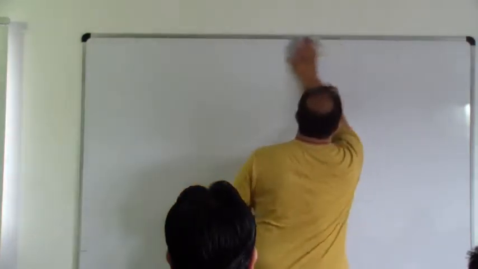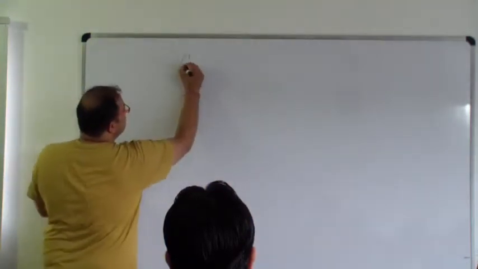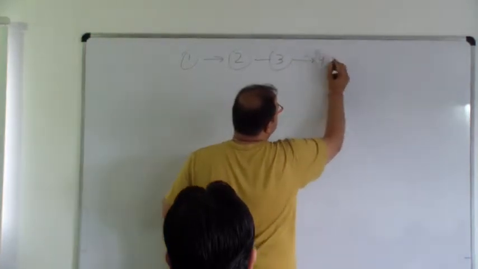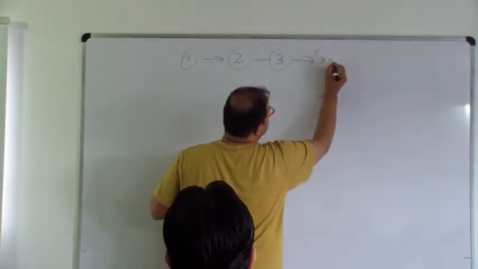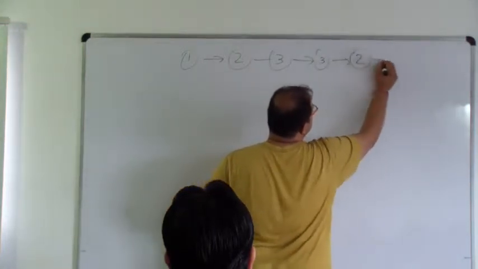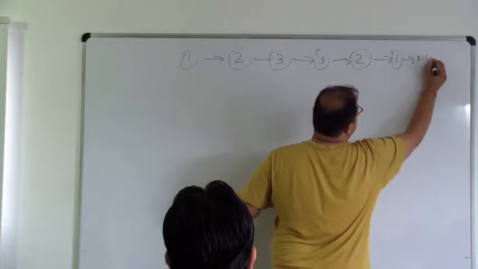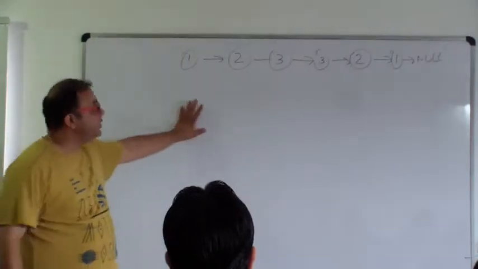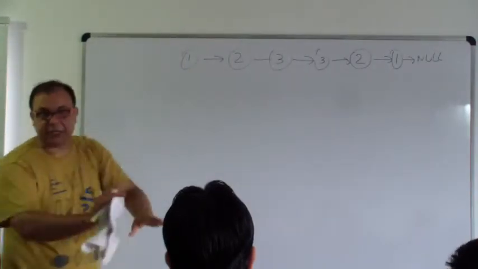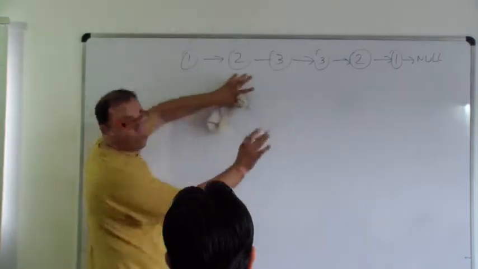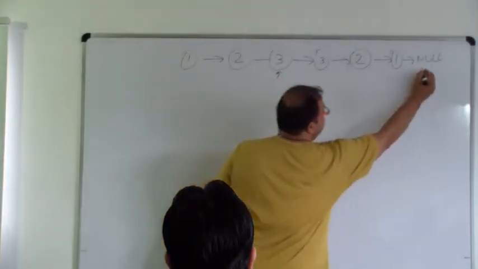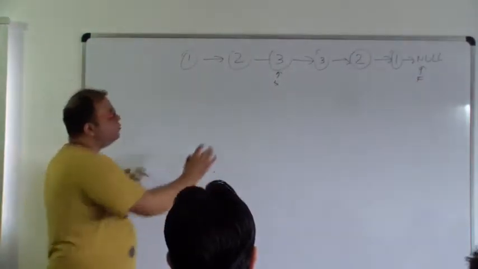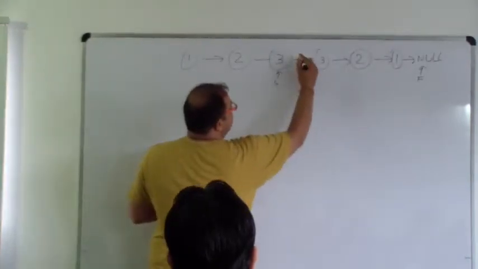Maybe I should draw a little bit better. 1, 2, 3, 4, 3, 2, 1. This is still a palindrome. I'm just explaining it again, and then I'll start writing code. So we'll have a slow and a fast pointer. When fast reaches over there, slow will be here, and then what we will do is we will break this and we point this to null.